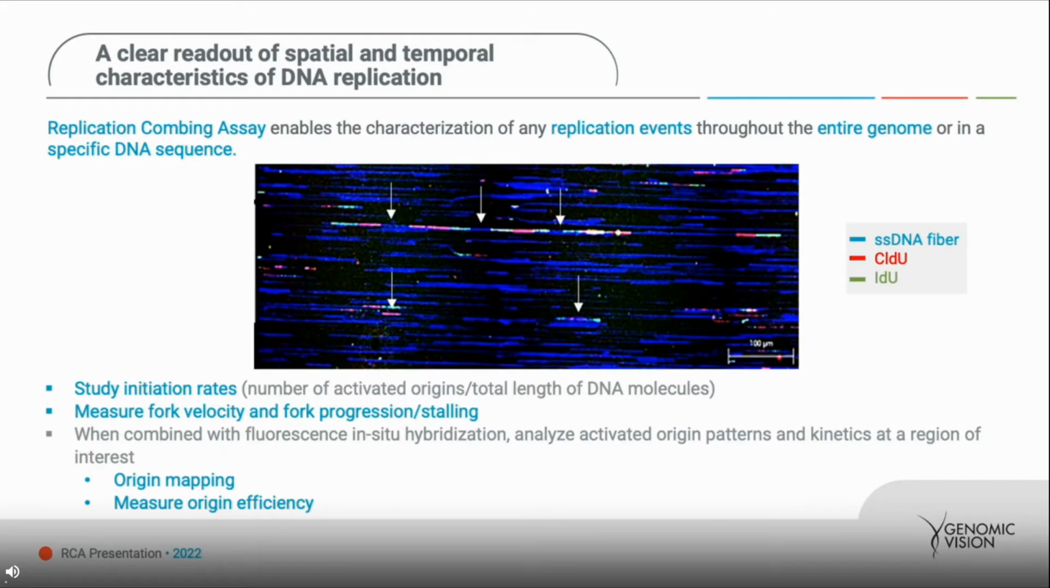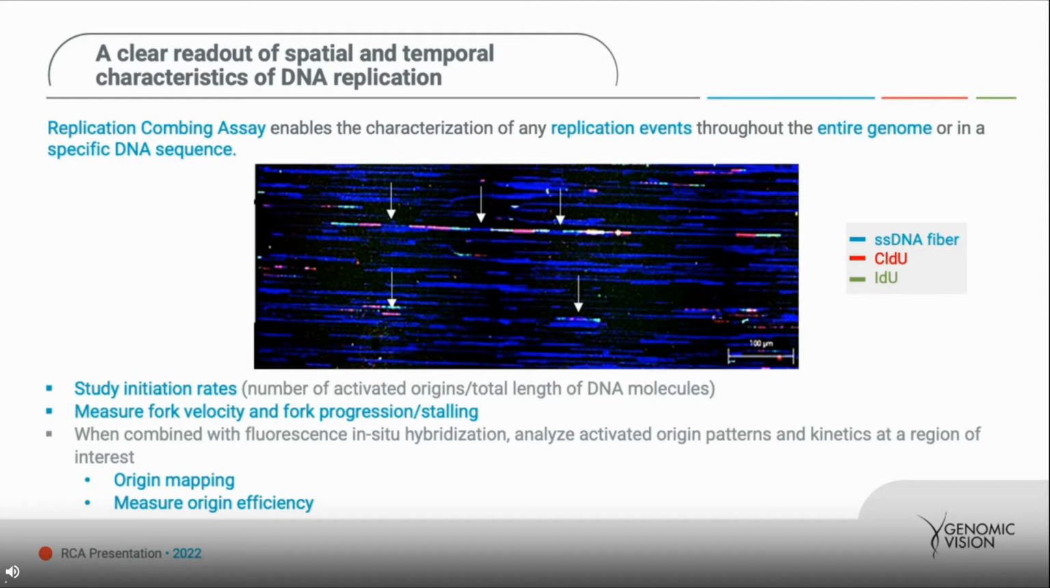So for this type of research studies, Genomic Vision with a replication combing assay offers a clear readout of spatial and temporal characteristics of DNA replication. RCA enables to characterize the replication events throughout the entire genome at a single DNA molecule level.